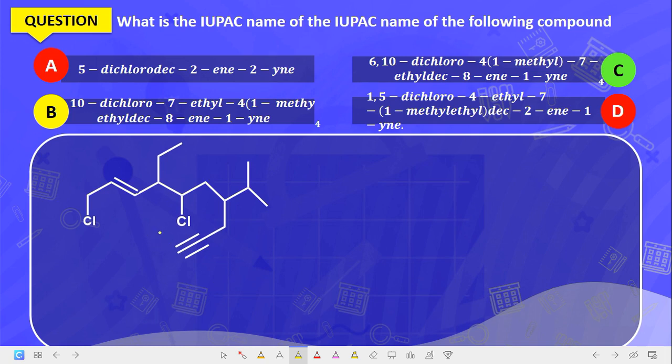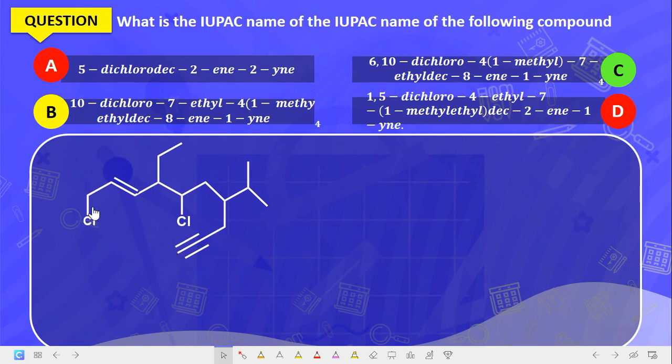Now every other thing attached to the longest continuous chain is what? A substituent. Having ascertained this chain, the chain that runs from here, chlorine, down to this point, then down to this point like this, is our longest continuous chain. Why? Because it's the chain that is longest among all the chains. If you count, how many carbons? 1 2 3 4 5 6 7 8 9 10. It has 10.